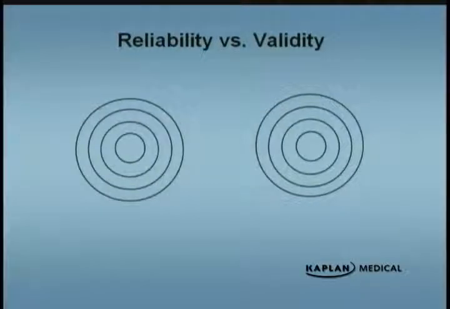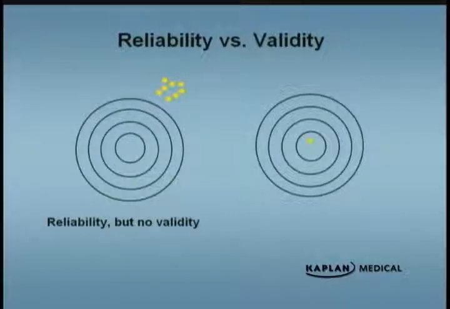Here we have two targets where I'm going to take shots. I'm first going to take shots with my rifle at the target on the left. That's my shots at the target on the left. Is that very reliable shooting? Answer, well, yes, it is. What it's not is valid. I've clustered the shots. They're consistent, but I've missed the target. I'm consistently off, but at least I've clustered them in the same place. This is an example of reliability, yes, but validity, no.